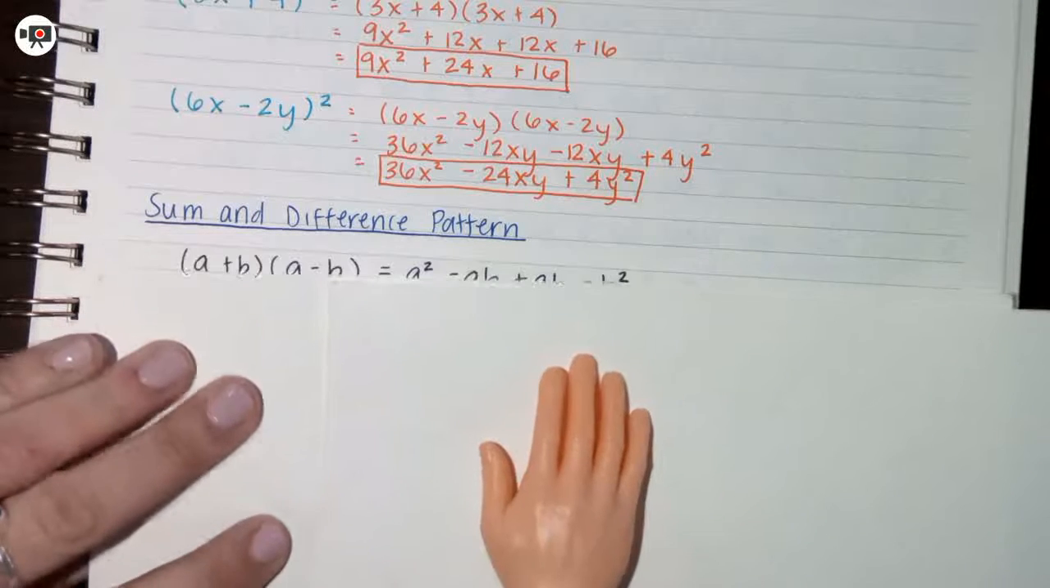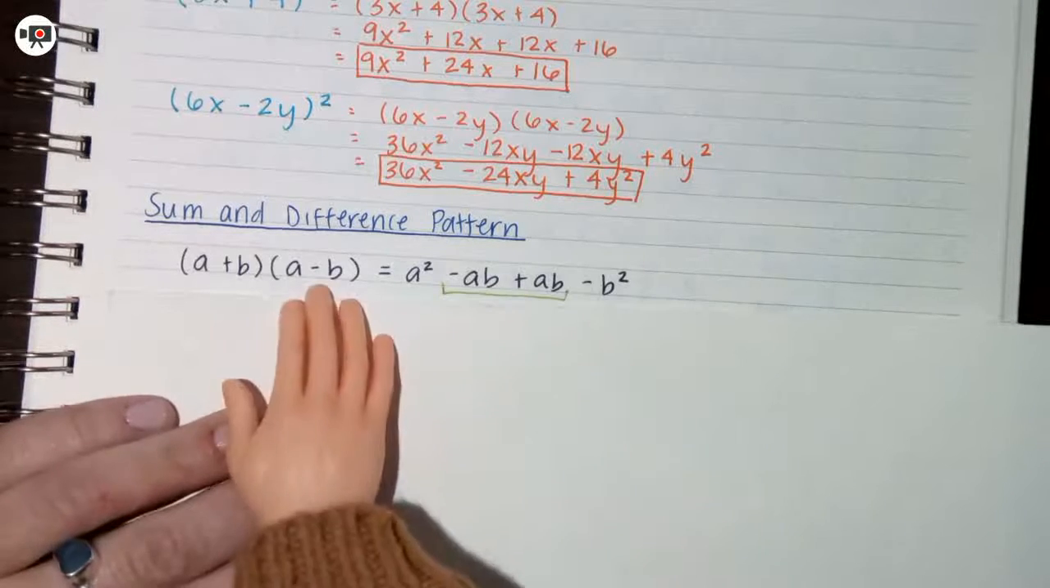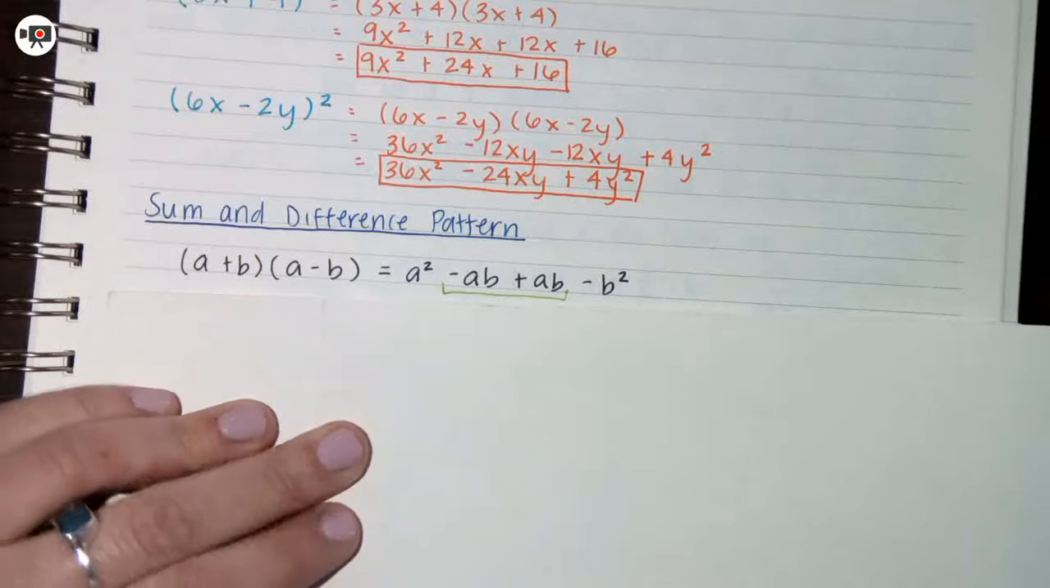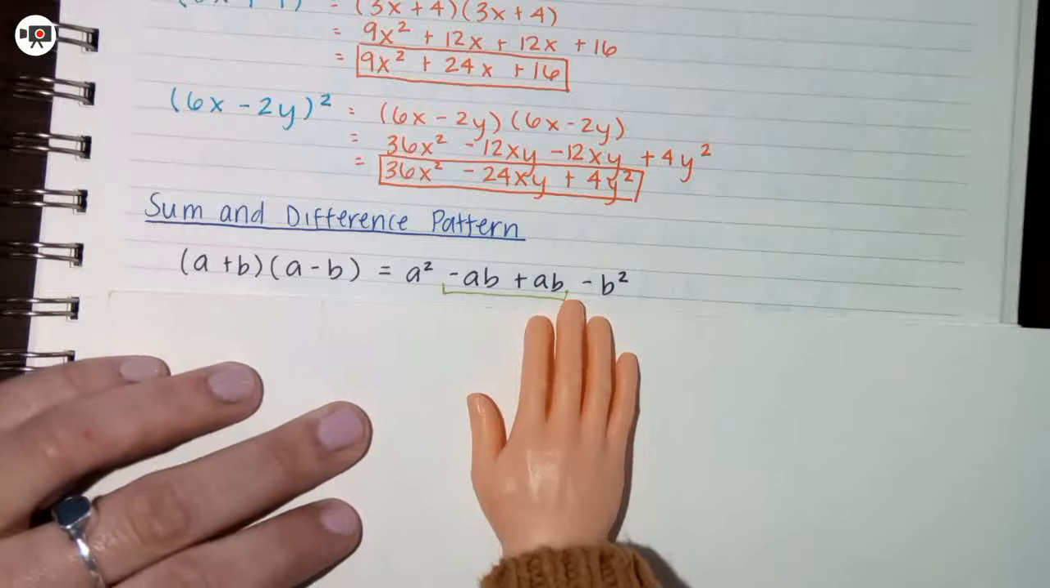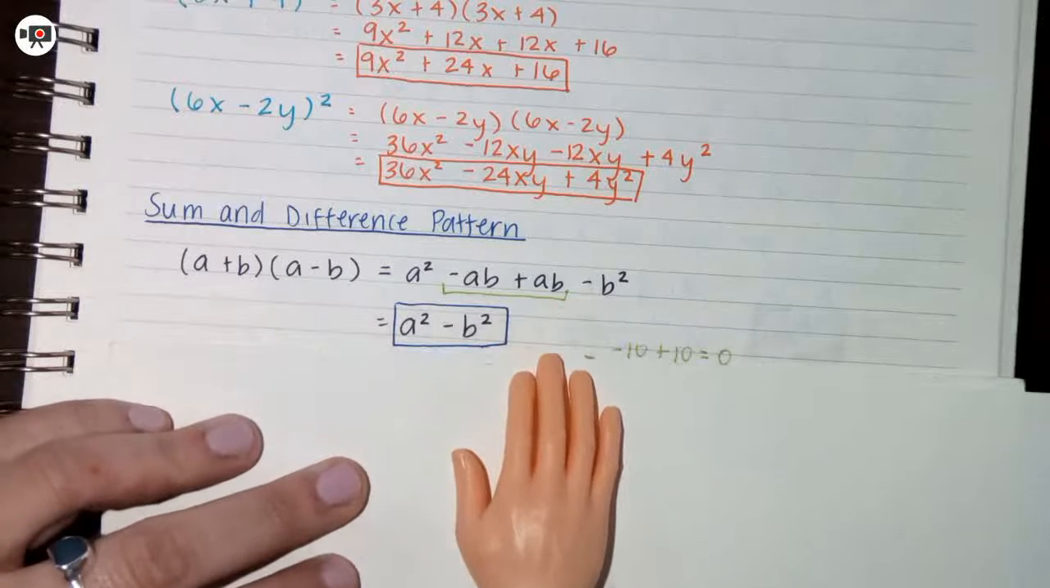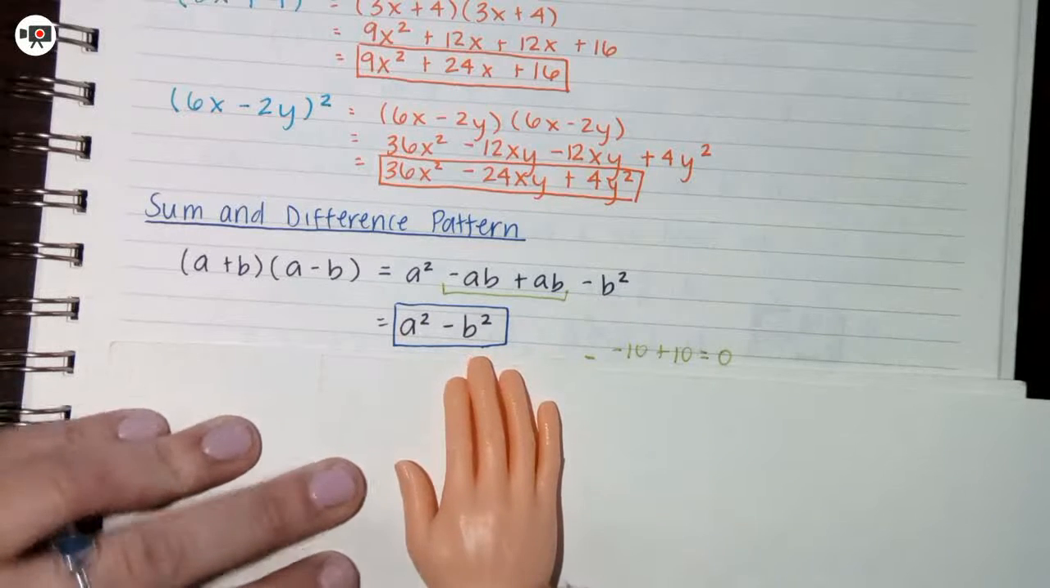So if I have one that is adding and one that is subtracting, a plus b times a minus b, I'd get a minus ab and a plus ab. And that makes 0, so that's just a squared minus b squared.